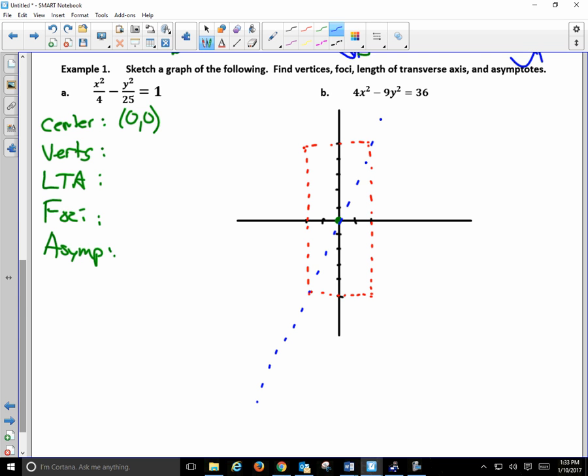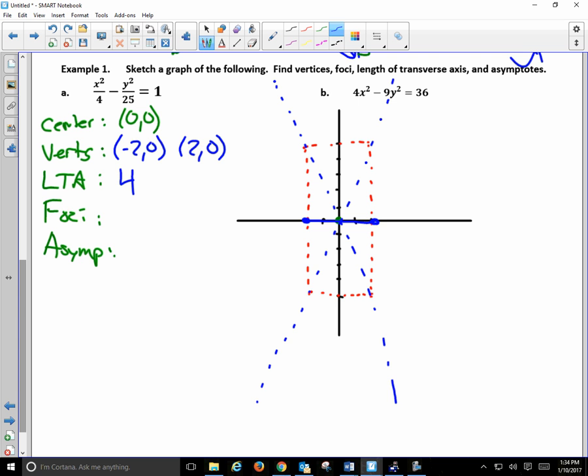I'm going to draw my asymptotes. And now you have to make the crucial decision. Do the vertices go on the top and bottom or on the left and the right? How come? Because x is positive and y is negative, so it goes on the side, left and right. But now you know, right? So the vertices are located at -2, 0 and at +2, 0. Therefore, what is the length of the transverse axis? It's 4.